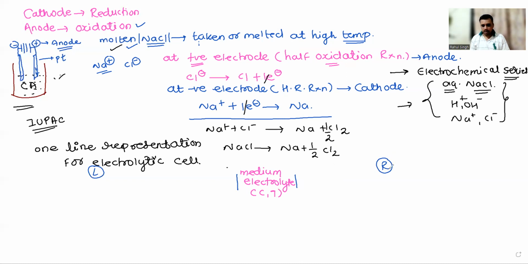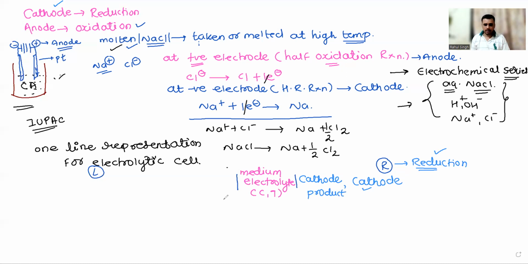Because on the right hand side, always remember, we write the reduction part. This is very much important. On the right hand side we use reduction. What is a reduction? We represent it at the cathode. So here we write which electrode we have used, that is the cathode electrode. On the right hand side reduction will be there, and at the extreme right we write the cathode, and here we write the cathode product. After the comma we write the cathode product.